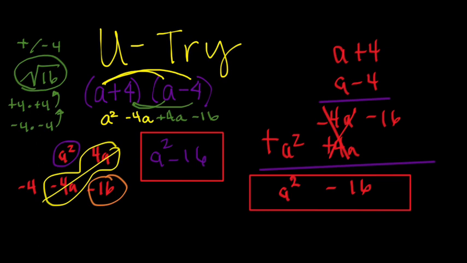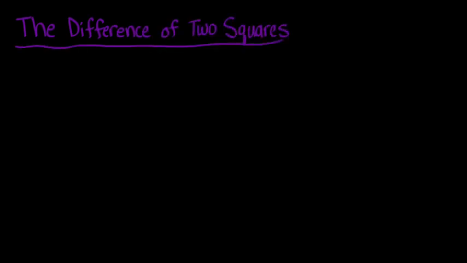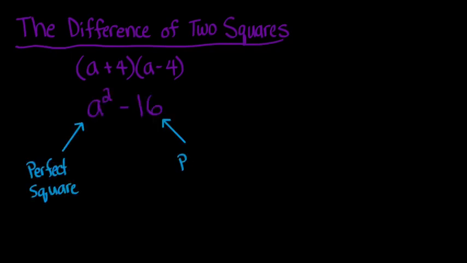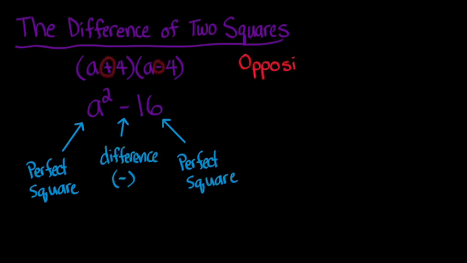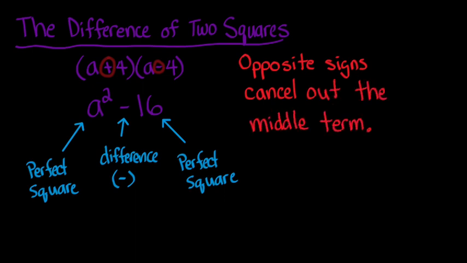So this one, when I have a plus 4 and a minus 4, we call it a difference of 2 squares. So let me just rewind that for you real quick. That is a perfect square, and this is a perfect square, and subtraction means it is different. So the opposite sides cancel out the middle term.